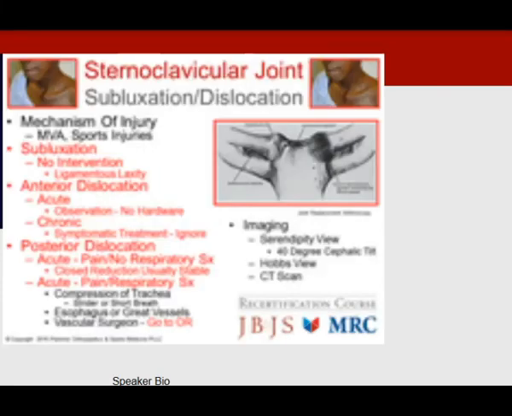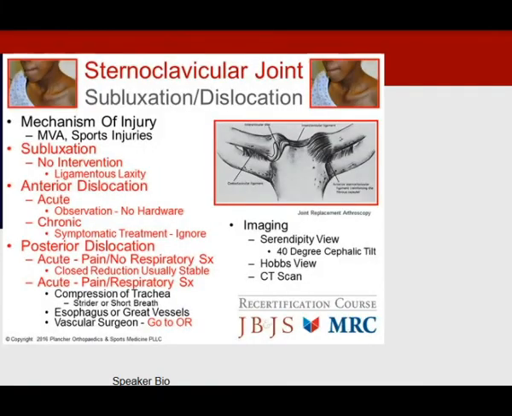The sternoclavicular joint can be affected, and subluxation can occur. When it does, in a ligamentously lax patient, no intervention is appropriate. For anterior dislocation, acute observation is important, and avoid any pins and hardware. Chronically, for symptomatic treatment, I would like you to ignore the anterior dislocation.